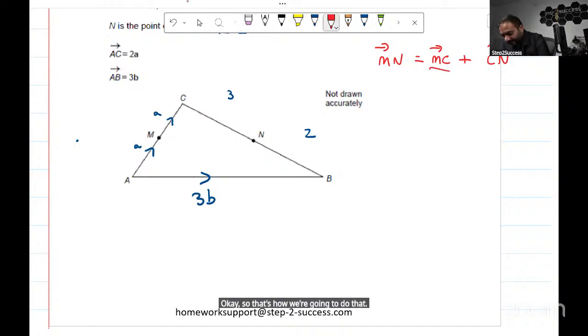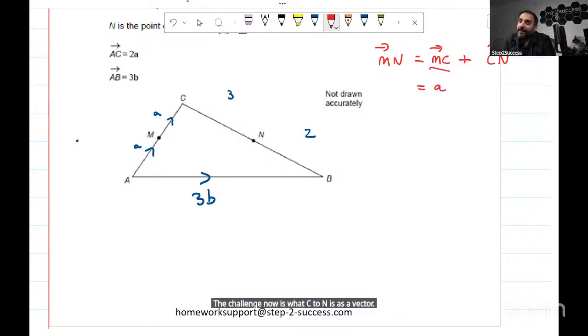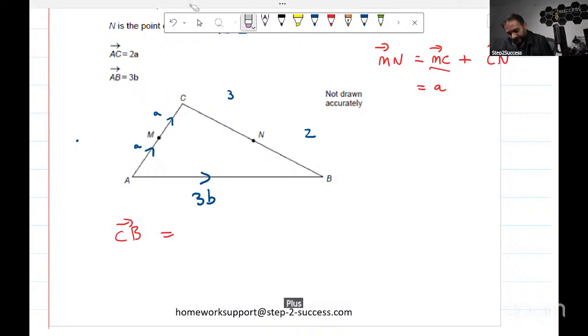M to C is easy because it's just A. So that's great, no problems with that. The challenge now is what C to N is as a vector. I'm going to tell you how to do this. There's no time to fully go through it. But first thing I'm going to do is work out all of this vector C to B. But again, I can't do it directly, but I can do it the long way around. You see that I can go that way and then that way. So C to B is minus 2A against the arrows plus 3B.